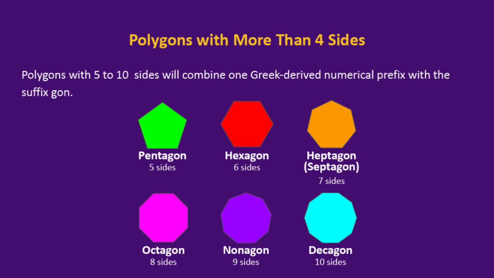With polygons that have anywhere from 5 to 10 sides, the name will be made by combining one Greek-derived numerical prefix with the suffix gon. A polygon with 5 sides is a pentagon. A polygon with 6 sides is called a hexagon.